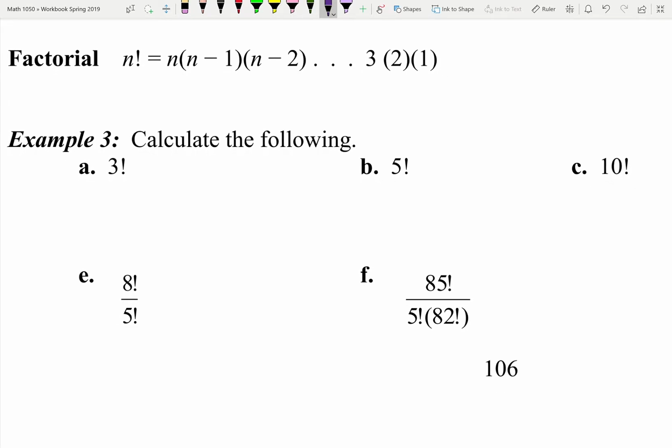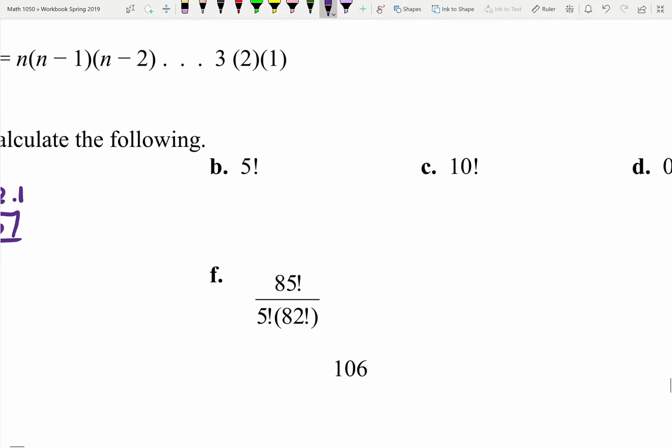Factorial is easy. It just means you take that number, you go all the way down to a 1, and you multiply them together. It's very simple. So 3 factorial just means 3 times 2 times 1, which gives you 6, and you're done. 5 factorial means 5 times 4 times 3 times 2 times 1.